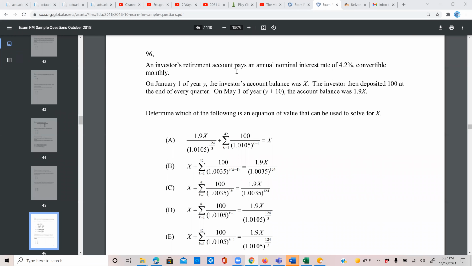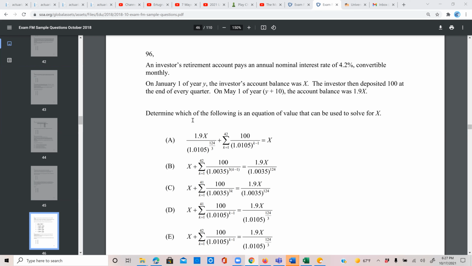An investor's retirement account pays annual nominal interest rate of 4.2% convertible monthly. On January 1 of year Y, the investor's account balance was X. The investor then deposited 100 at the end of every quarter. On May 1 of year Y plus 10, the account balance was 1.9x.